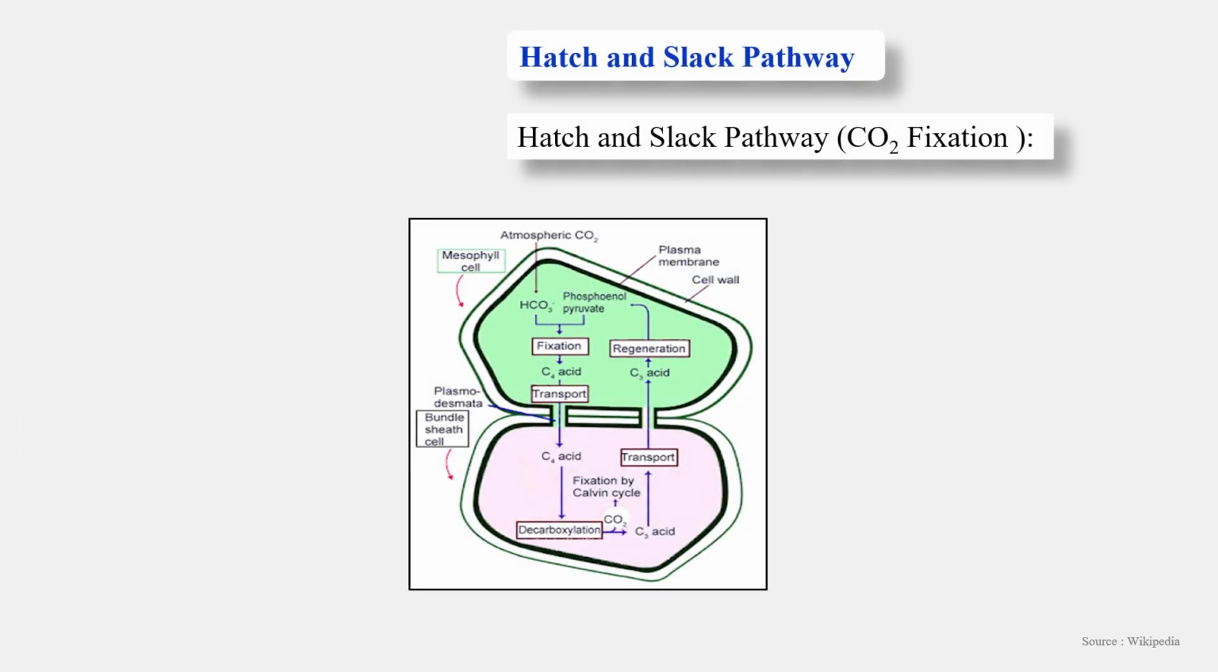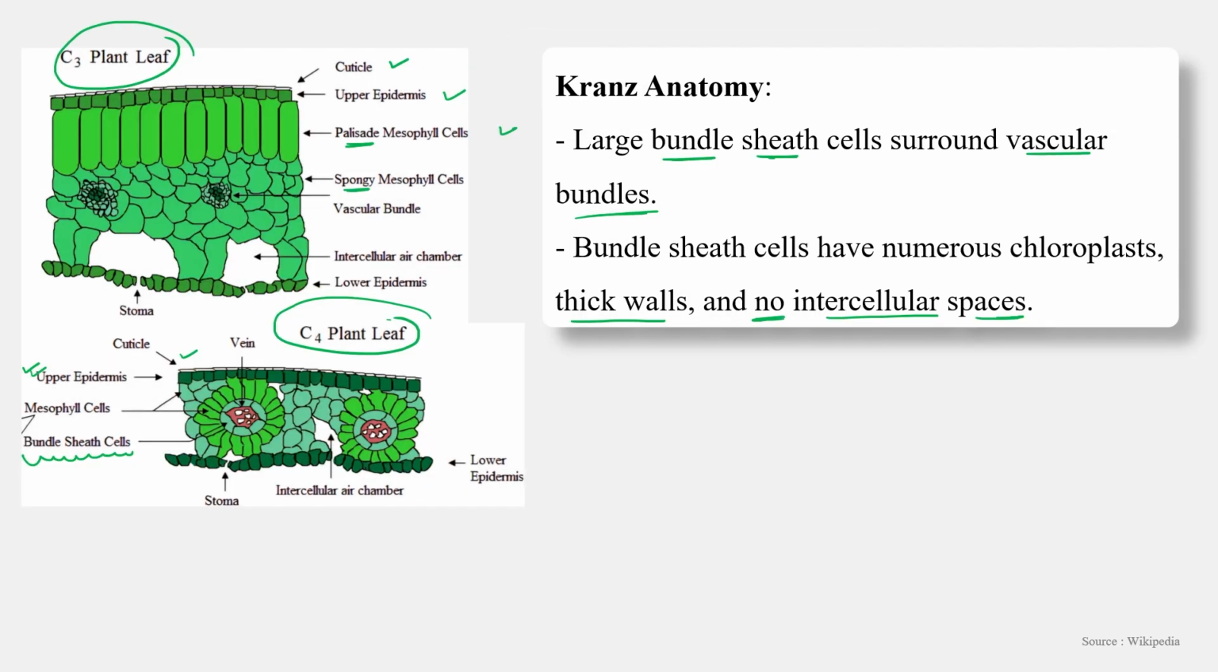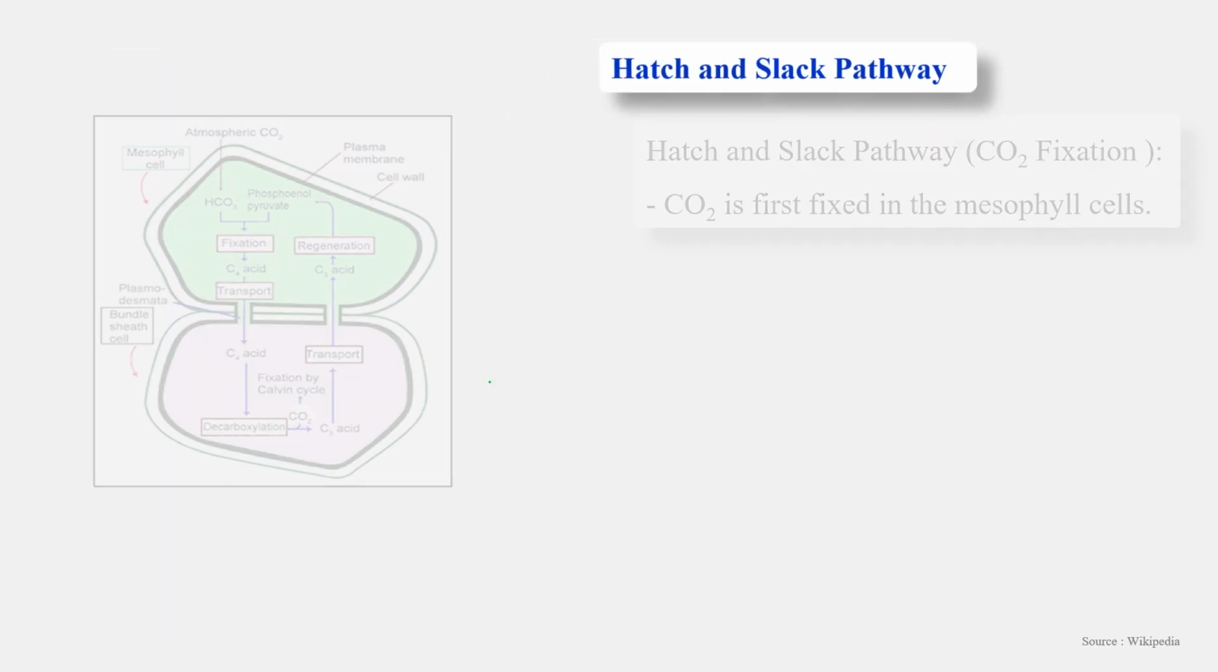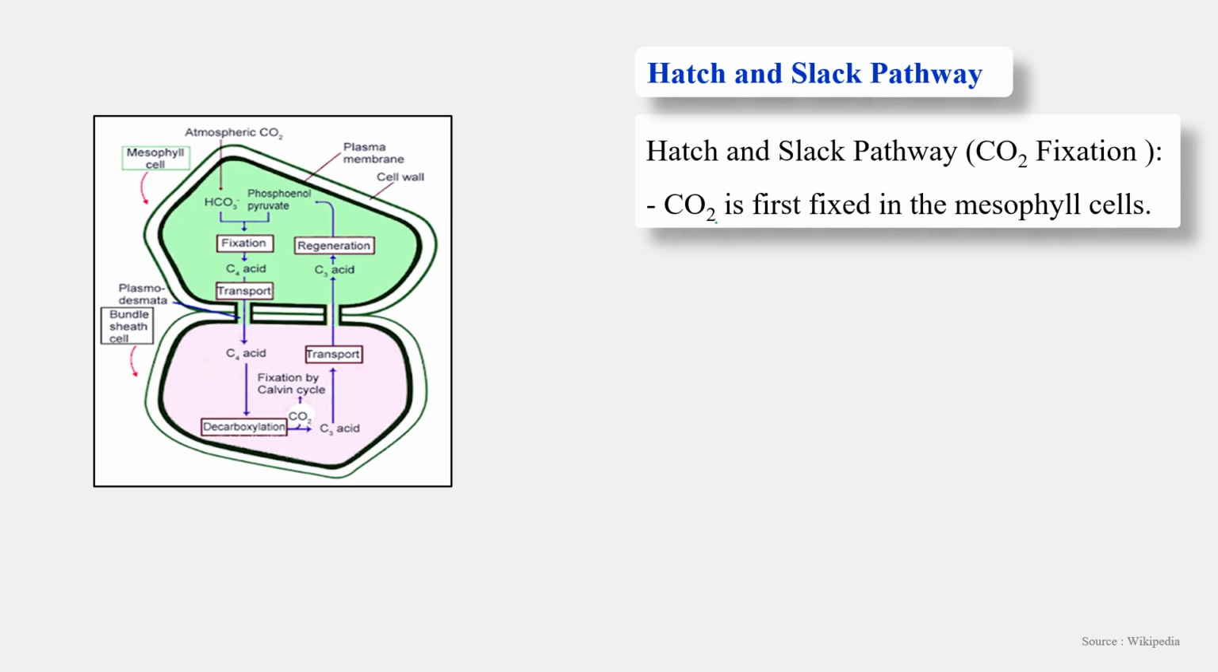Now, the Hatch and Slack pathway. This pathway is used for carbon dioxide fixation in C4 plants. So, atmospheric carbon dioxide is first fixed in the mesophyll cells. It comes and is accepted by a molecule in the mesophyll cells.